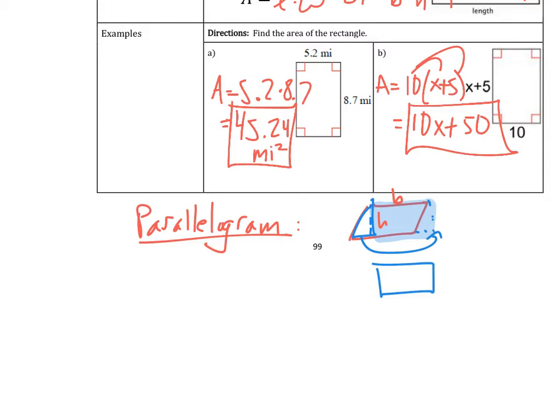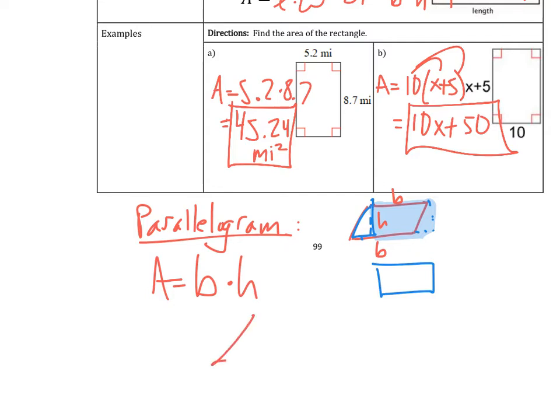So again, you pick a base, it doesn't matter, this base and that base are the same, and so the height is the distance between them. So the area of a parallelogram is base times height.